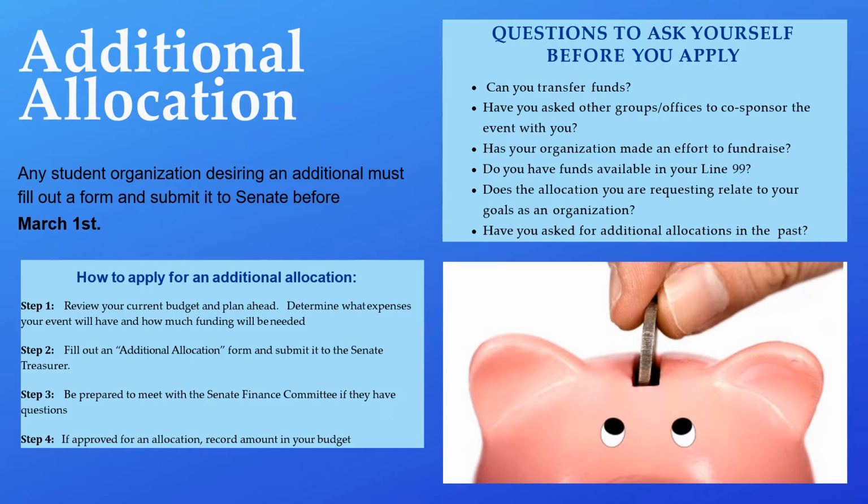Things you should ask yourself before asking for an allocation: 1. Can you transfer funds? This is only allowed for major orgs and club sports and will be discussed in the next slide. 2. Have you asked other groups or offices to co-sponsor the event with you? 3. Has your organization made an effort to fundraise? Do you have funds available in your line 99 to contribute? 4. Does the allocation you are requesting relate to your goals as an organization? Or 5. Have you asked for an additional allocation in the past?